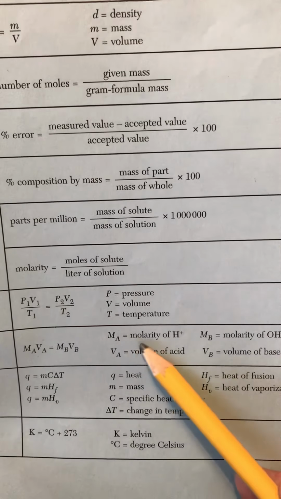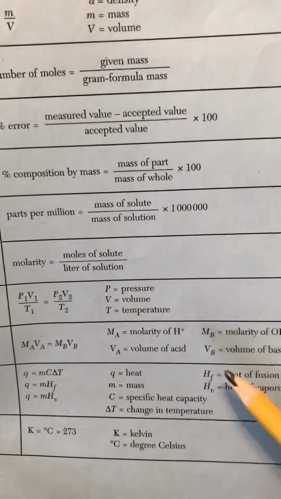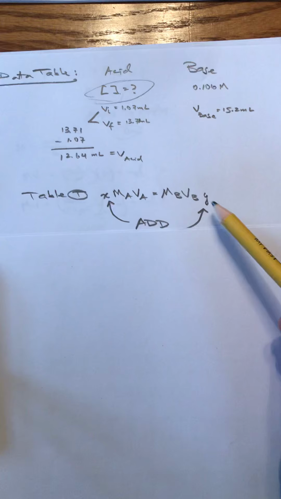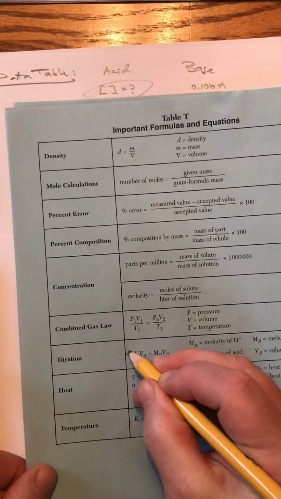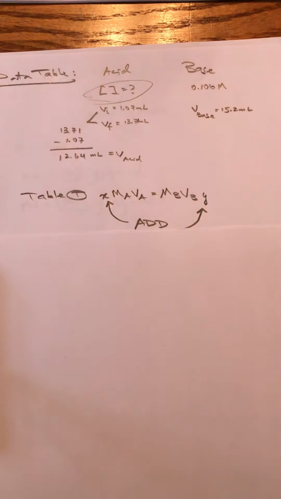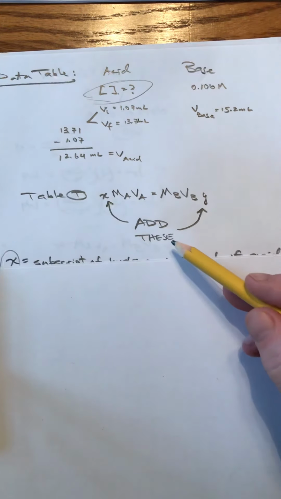just called MA the molarity of the hydrogen ion and MB the molarity of the hydroxide ion. It's not taking into account how many hydrogens and how many hydroxides are in the formula of that acid or base. So I want you to add X and Y to that equation right here. I want you to put X here and a Y there. And here's what this all stands for, okay?